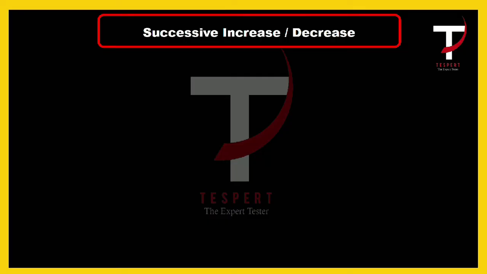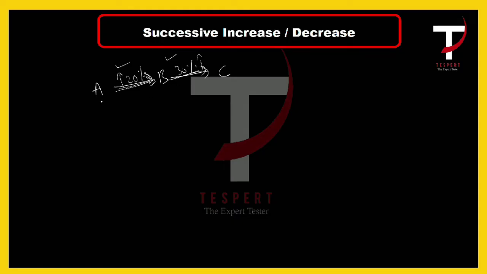Successive increase and decrease. Let us consider A here, B here and C. If the value of A is increased by 20% and the new value is B, and B's value is increased by 30% and the new value is C, then we followed two steps here. From A to B is the first step, B to C is another step. So it's a two-step process.